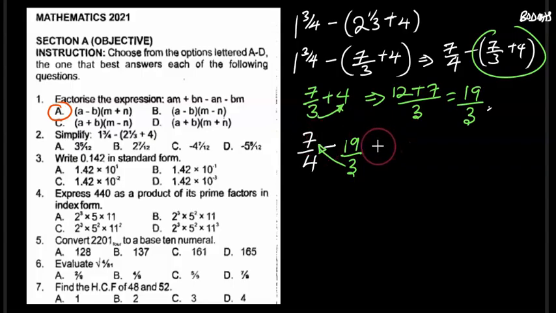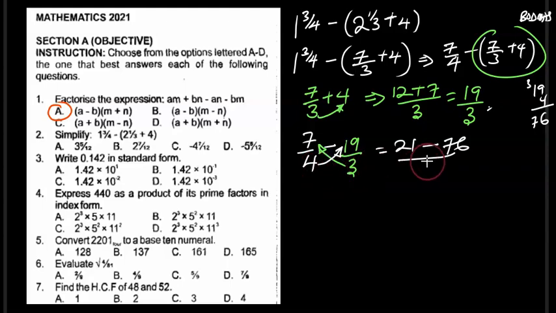Multiply this by this. 3 times 7, these are all short methods for exam purposes. So 3 times 7 is equal to 21. So I have 21, then minus 4 times 19. So this is how you multiply them. What's 4 times 19? 4 times 9 is 36, write 6 and carry 3. 4 times 1 is 4 plus 3 is 7. So it's going to give you 21 minus 76, all divided by 4 times 3, which is 12.